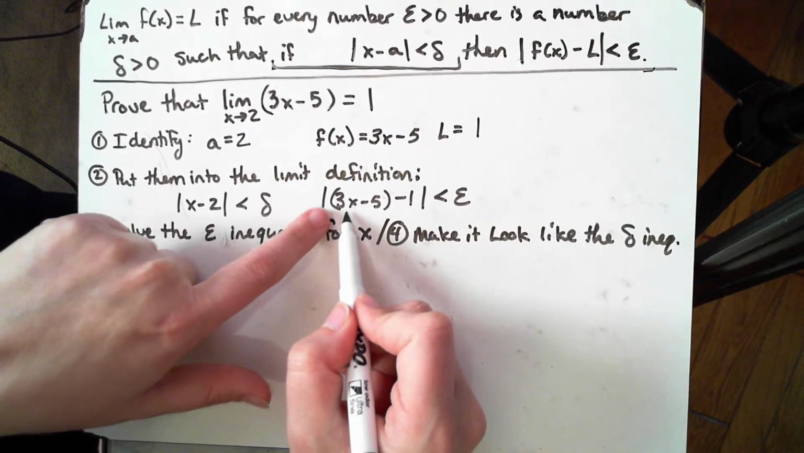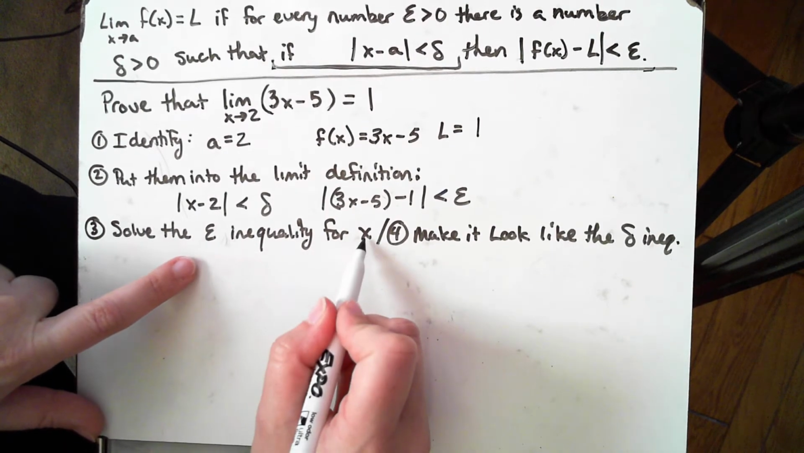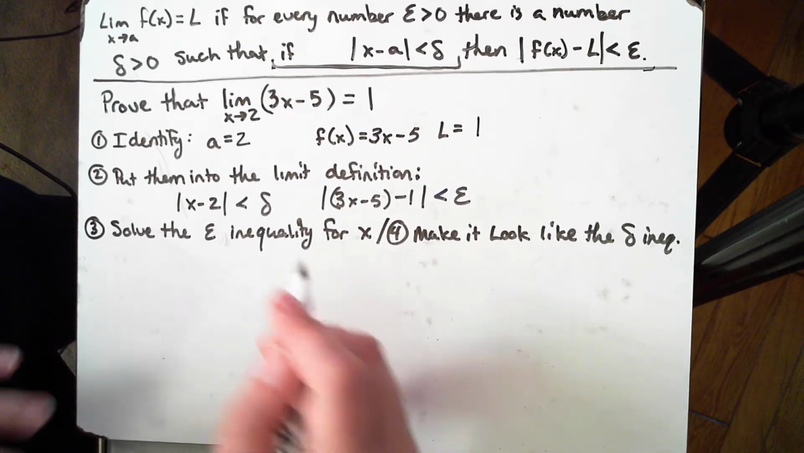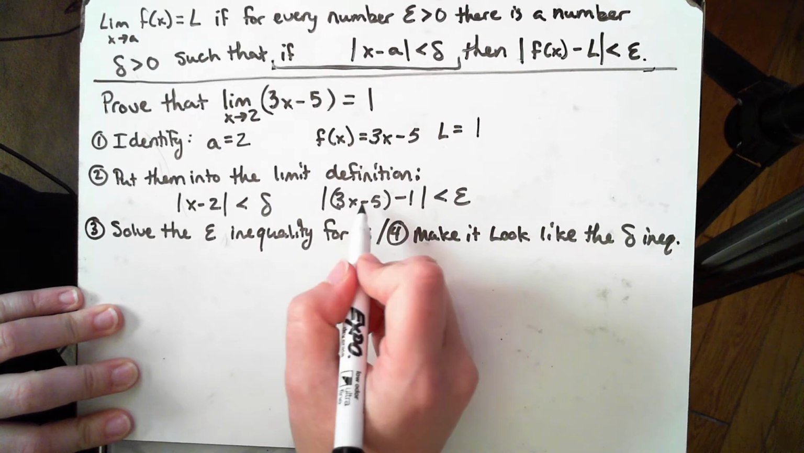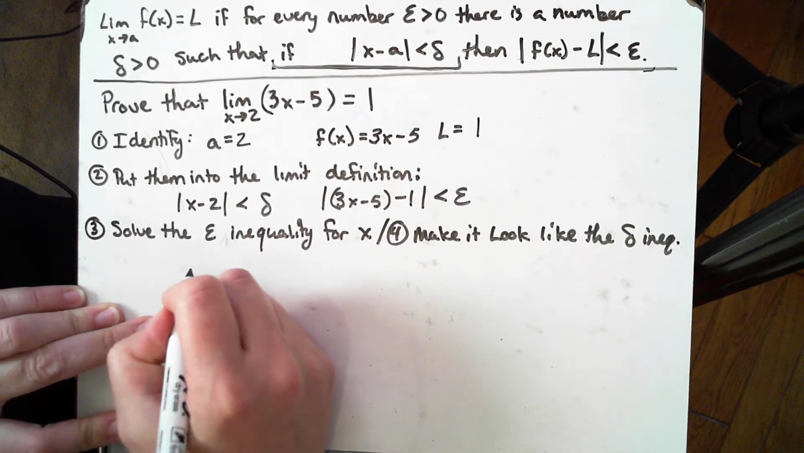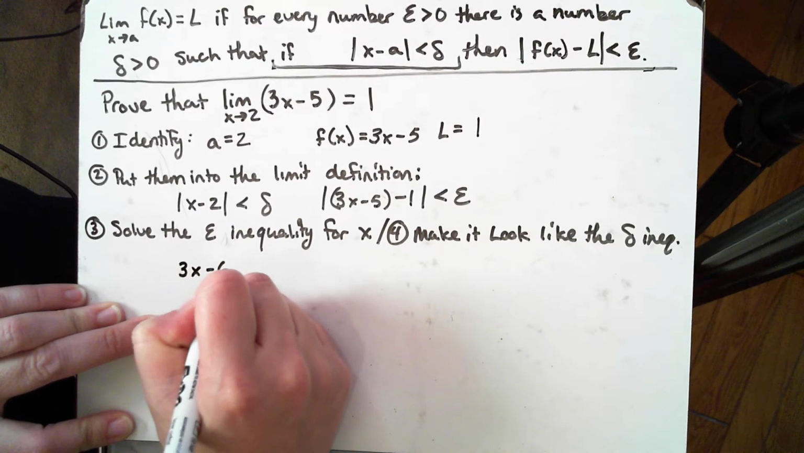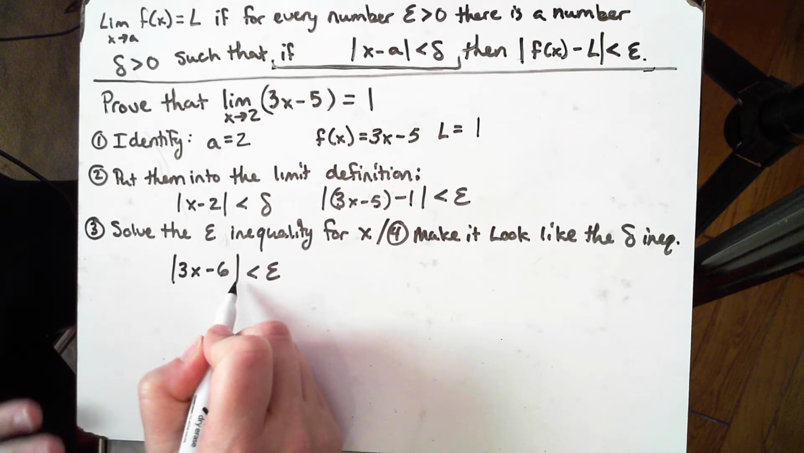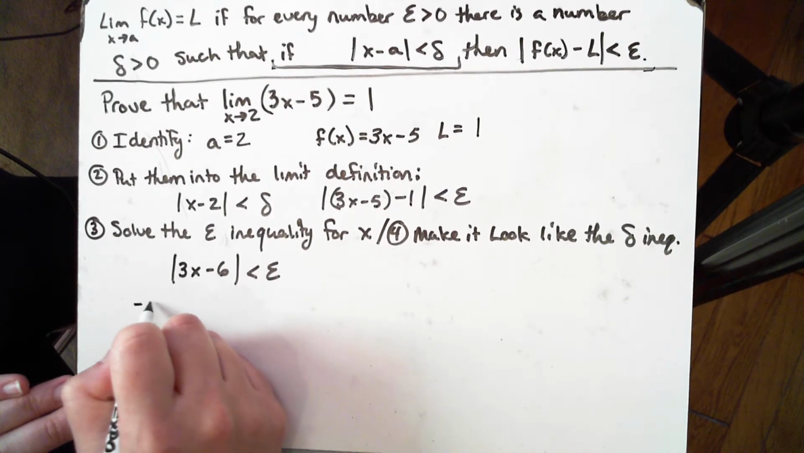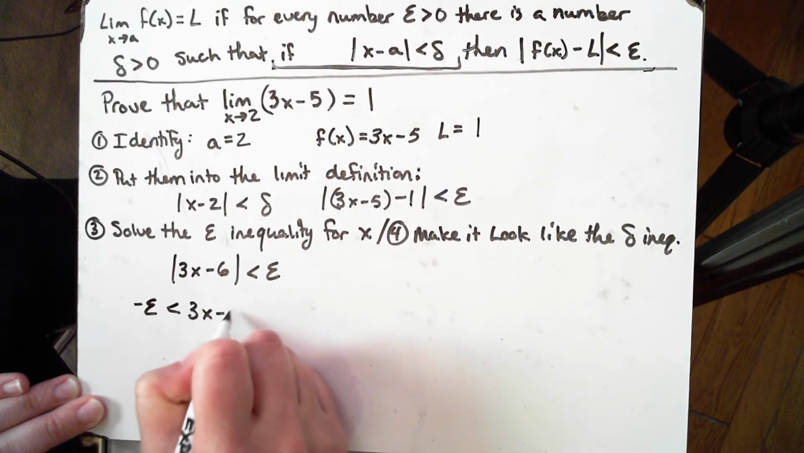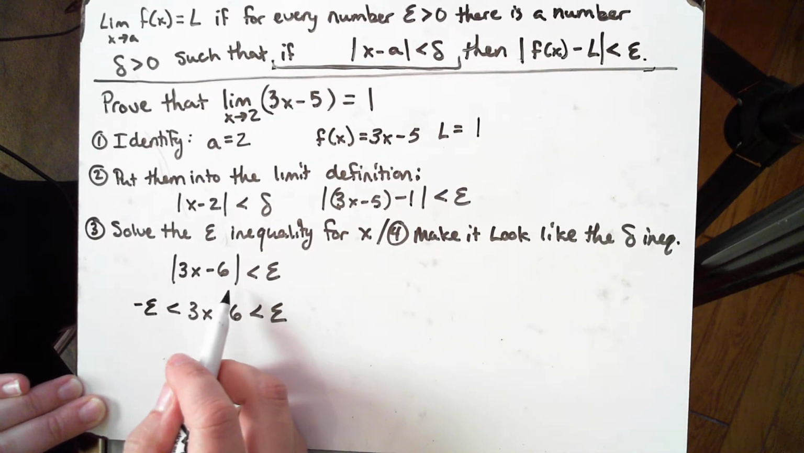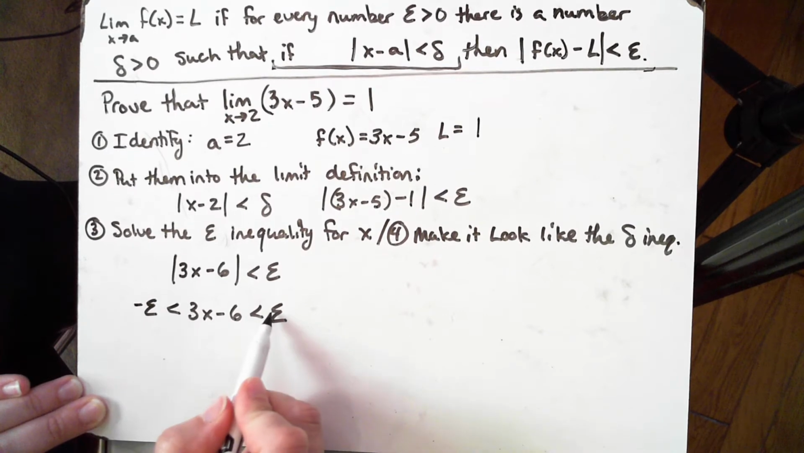So I'm going to take the ending part and write it down. We're going to solve it for x, and then make it look like my delta inequality, so these are combined into one step. In this inequality, I'm going to combine my negative 5 and my minus 1. So I have the absolute value of 3x minus 6 is less than epsilon. Now remember, absolute value just makes things positive. So if I say that negative epsilon is less than 3x minus 6, which is less than positive epsilon, I can get rid of those absolute value symbols because I've taken care of them. The negative value and the positive value are showing.